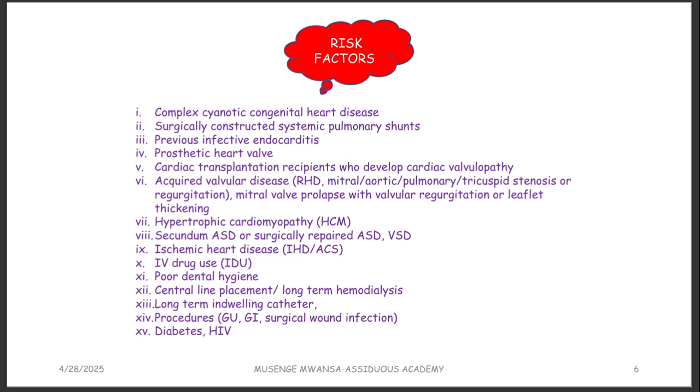Someone that has hypertrophic cardiomyopathy and also atrial septal defects also have high risk. Someone that has ischemic heart disease. Ischemic heart disease is also known as acute coronary syndrome. This is why you find the myocardial infarction and the unstable angina.